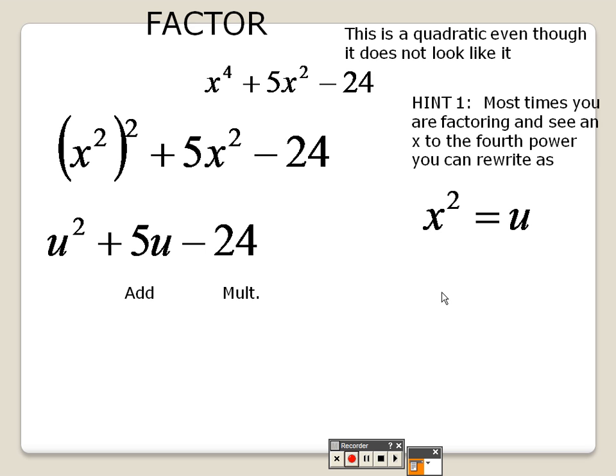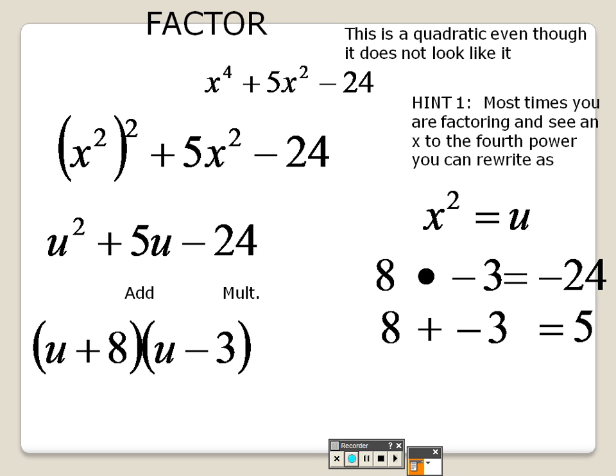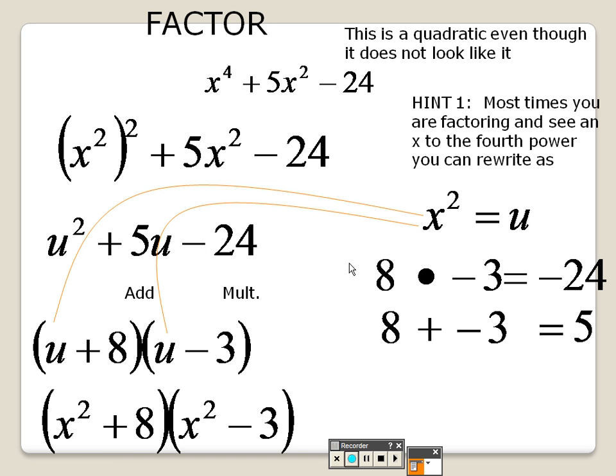Now you can factor, because now what multiplies to give you negative 24 that adds to give you 5? Well, that happens to be 8 and negative 3. Because 8 times negative 3 is negative 24. 8 plus negative 3 is positive 5. So when you're doing this, you actually end up with u plus 8 and u minus 3. Well, this is if we were solving for u, but we aren't. We're solving for x. So now I take this x squared and I plug it right back in for u to get my two factors.